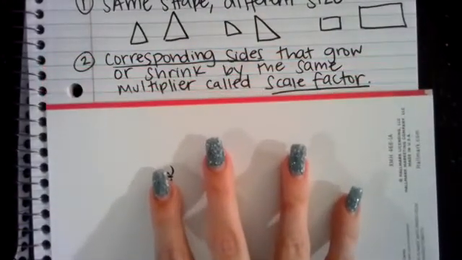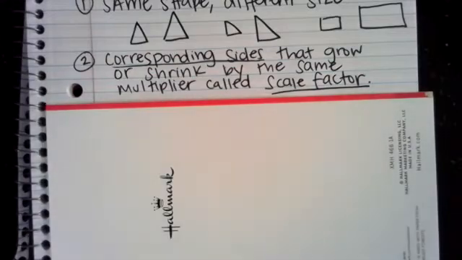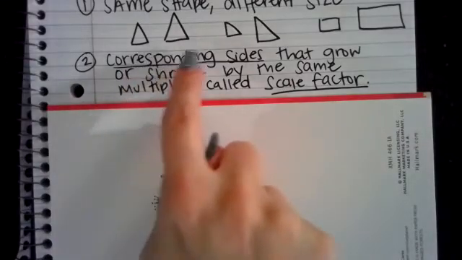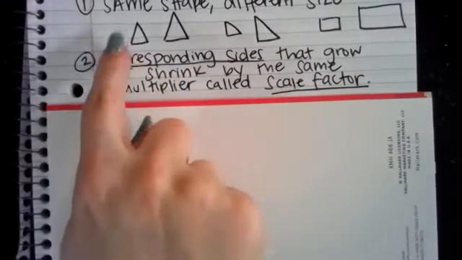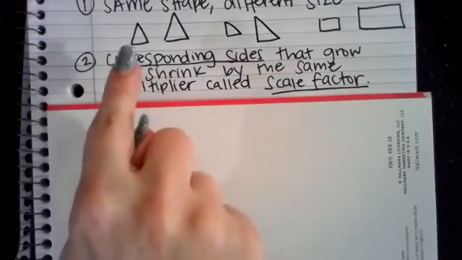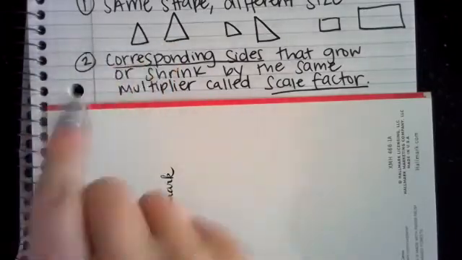What has to happen is the corresponding sides in the two shapes have to grow or shrink, so increase or decrease, by the same multiplier that's called the scale factor, okay? So when we look at our shapes, I'm going to draw them in a moment. When we look at the length measurement of the sides, they have to grow or shrink by the same amount.